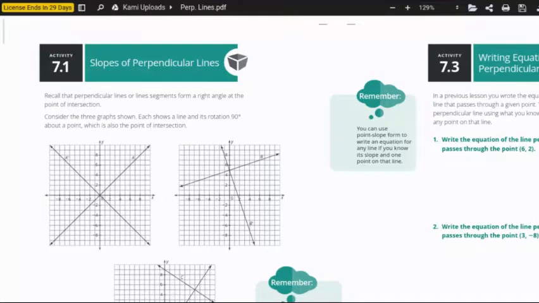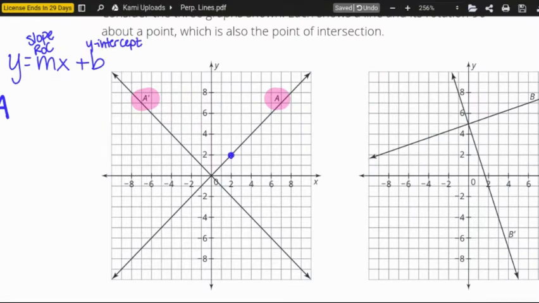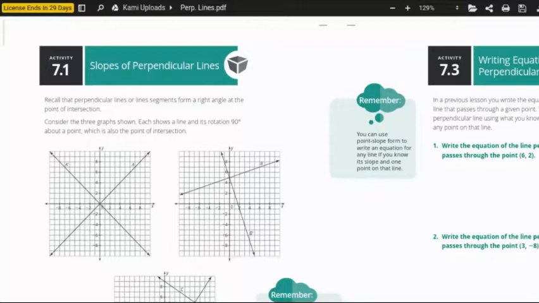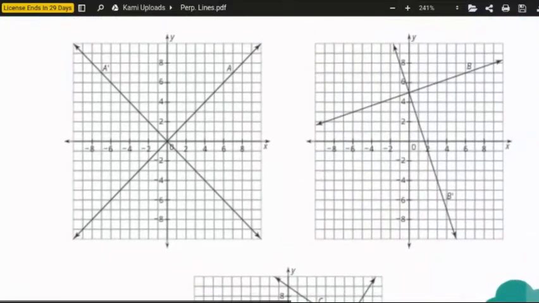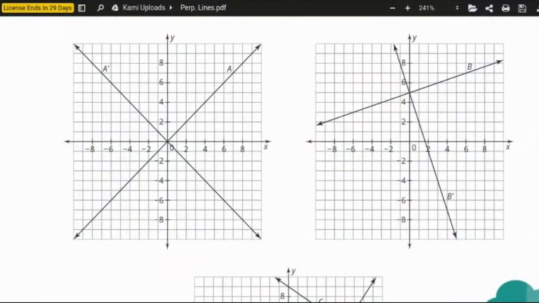So on your handout on the left-hand side, we have three graphical representations that are in fact perpendicular lines. I'm kind of steering away from the directions on the paper for this part, so make sure you're just following along with me. On our first graph, we want to start by finding the equation of each line.